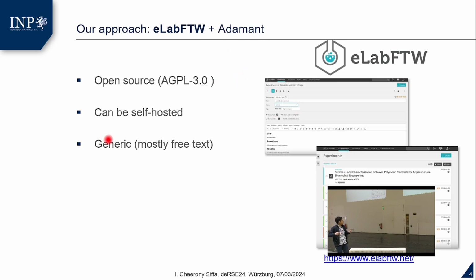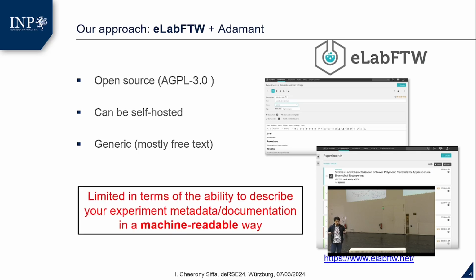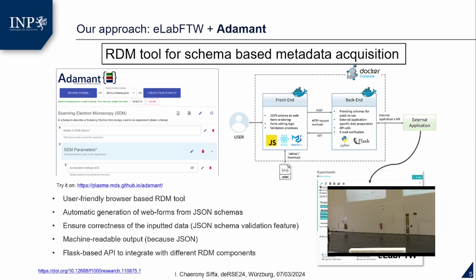So ELAB FTW is an open source lab notebook. You can self-host it at your institutional server. And also it's really generic, because I mentioned that we are really multidisciplinary, so we have to accommodate physicists and also biologists and other groups in between. So we opted for ELAB FTW because it's generic, so mostly it just provides free text with other nice features. Unfortunately, because it's really generic, there is a limitation in terms of our ability to describe the experiment metadata in a more structured and machine-readable way. So that's where Adamant comes into the picture.